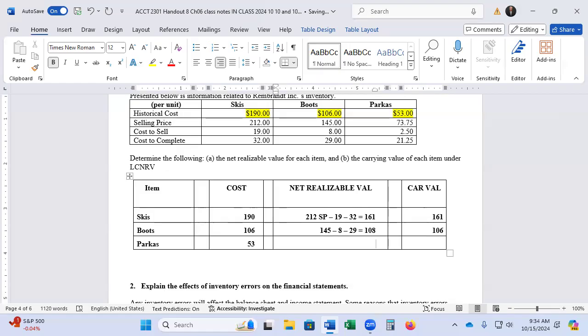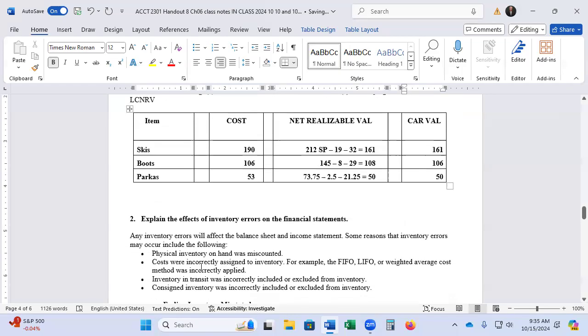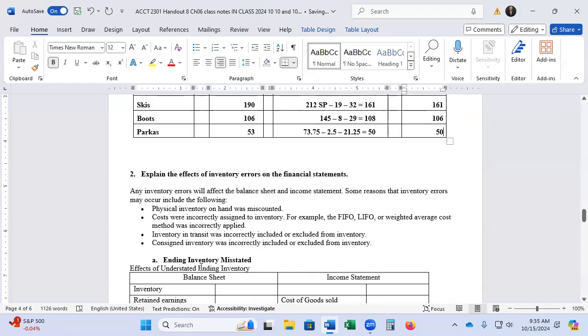And the last one, parkas, 73.75 minus 2.5 minus 21.25. And I end up with 50. And so in this case, for the parkas, the net realizable value is lower than cost, so we select $50. Any questions there?